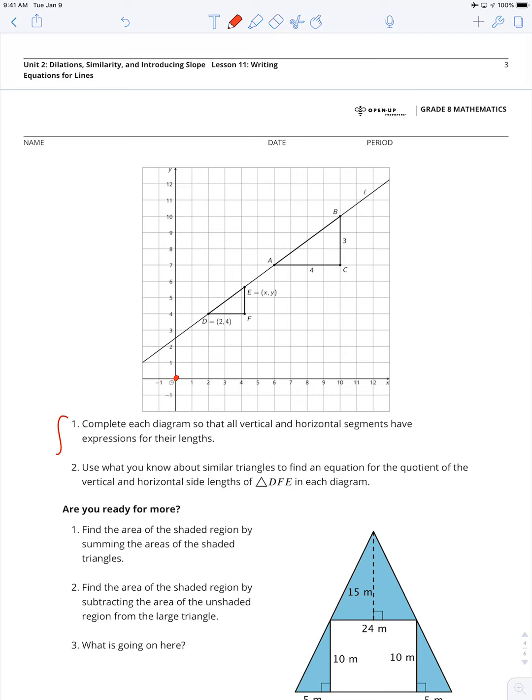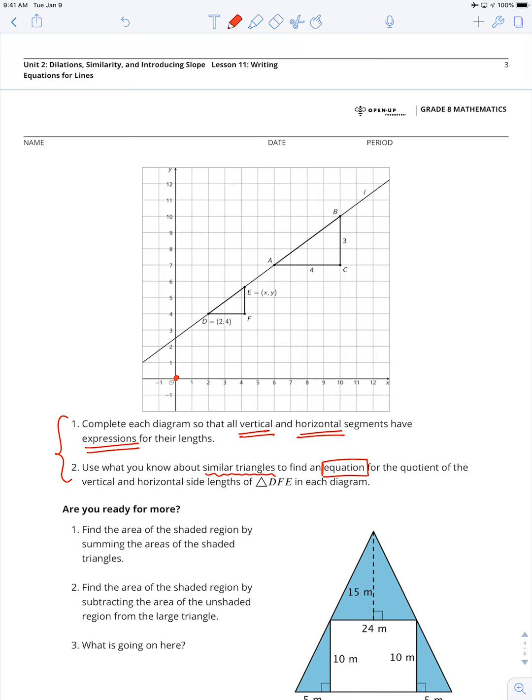And there's two components that we're going to answer. We're going to complete each diagram so that all the vertical and horizontal segments have expressions for their lengths, and expressions can be written numerically or with variables, and you're going to find you'll do both here. And once you write those expressions, we're going to use our knowledge of similar triangles to focus on creating an equation.